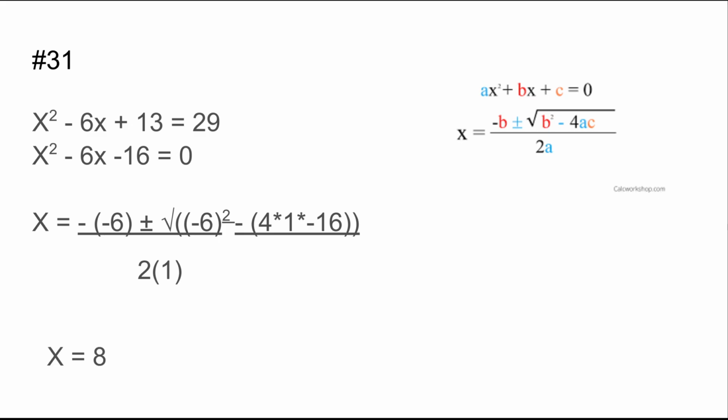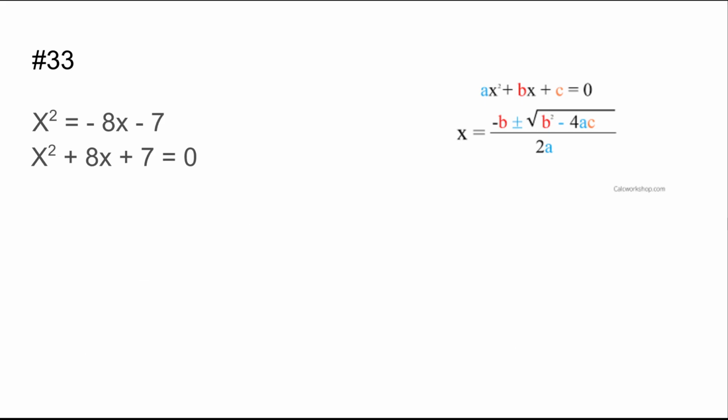x equals 8. And then we're going to do it again with our subtracting. So negative 6 minus the square root of negative 6 squared minus 4 times 1 times negative 16, enter, divided by 2, x equals negative 2. And so these are our two sets of solutions.